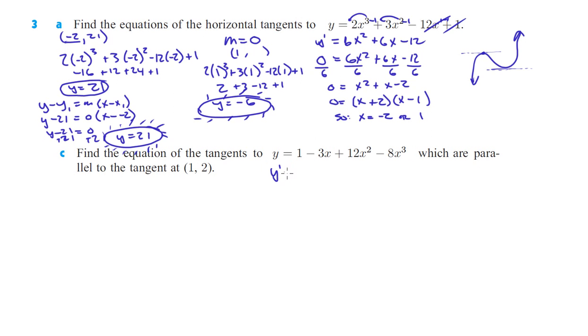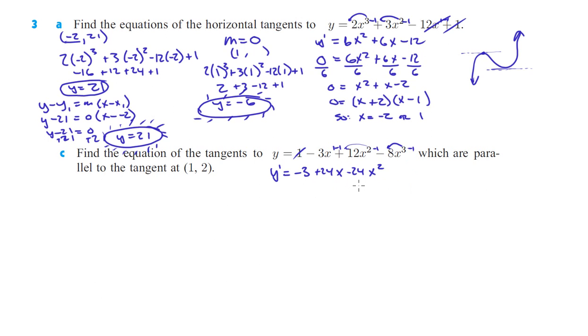So y prime equals, derivative of a constant is 0. That's x to the first. 1 times -3 is -3. Subtract 1 and the x's are gone. 2 times 12 is 24. Subtract 1 from that, and that's x to the first. And then 3 times -8 is -24, right? And then x to the second. So here's the derivative, right? So that'll give us the slope of the tangent at any point on this function here.